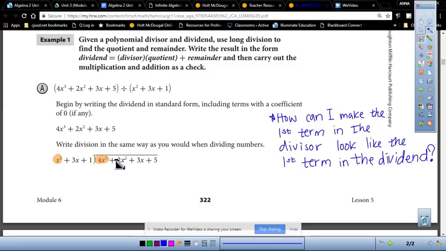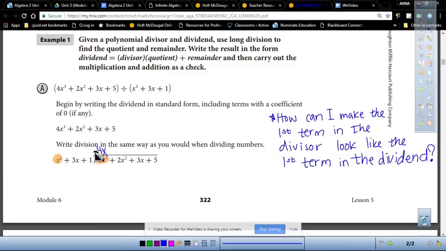Now, since 4x cubed is being divided by that, your divisor is being multiplied by the result. So x squared times what is 4x cubed? And so let's see, it needs a 4. And to turn x squared into x cubed, you need another x. So if we multiply each item in my divisor by 4x, we'll get the first terms to match. You're just trying to get the first terms to match.